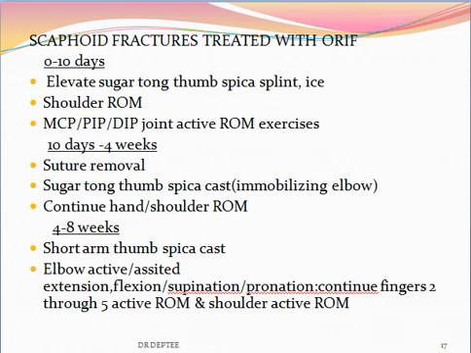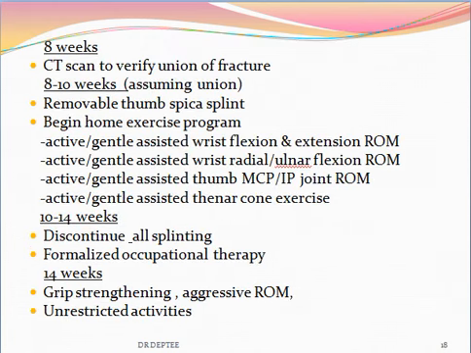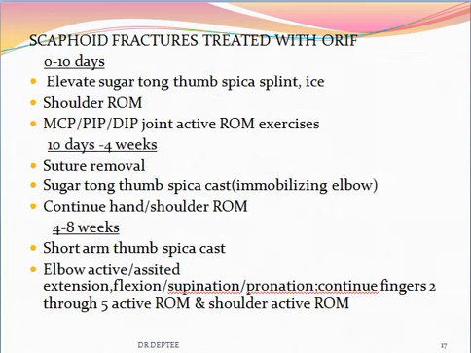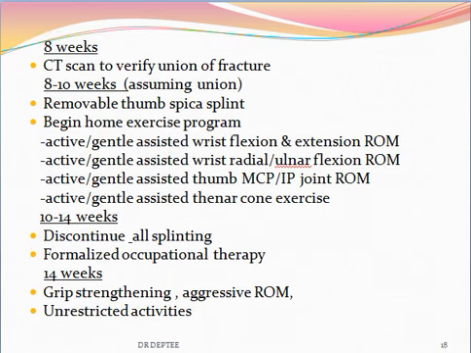Scaphoid fractures treated with open reduction and internal fixation. For first 10 days, elevate sugar tong thumb spica and give ice. Give shoulder range of motion exercises, MCP, PIP, DIP joint active range of motion exercises. For the coming 10 days to 4 weeks, the sutures will be removed and then exercises will be started, hand and shoulder exercises. For 4 to 8 weeks, short arm thumb spica cast, elbow active assisted exercises should be continued.